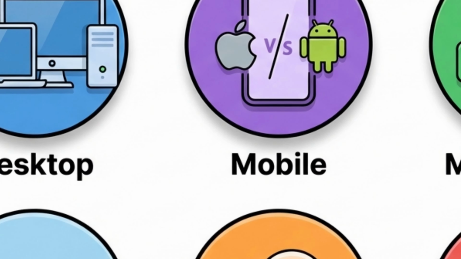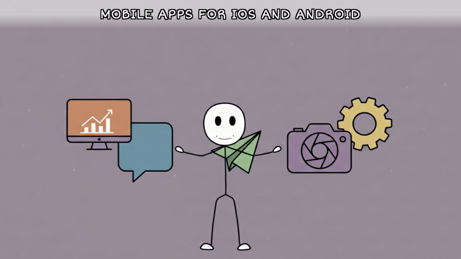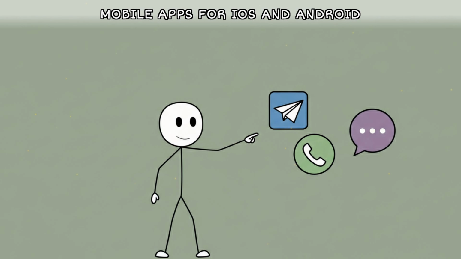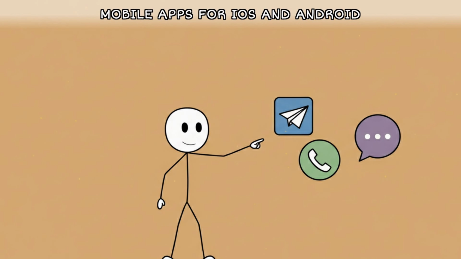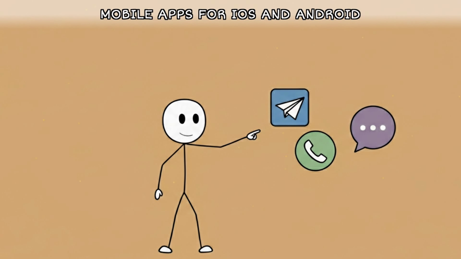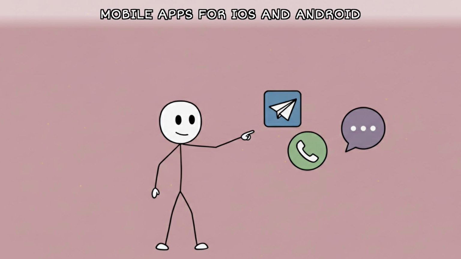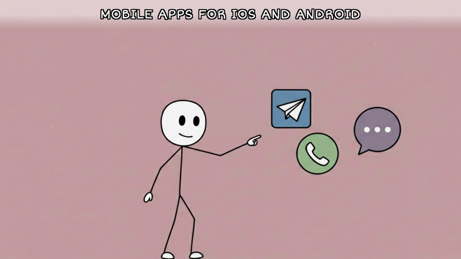Mobile apps for iOS and Android. Moving on to mobile. This is where OpenClaw really shines for everyday use. The iOS app gives you full voice support. You can speak to your AI and hear responses. Push notifications alert you when your AI needs attention or completes a task. The Live Canvas works on mobile, so you can edit documents your AI generates right from your phone.